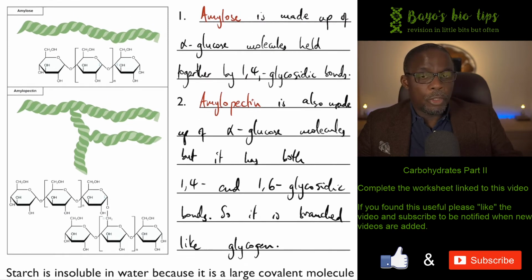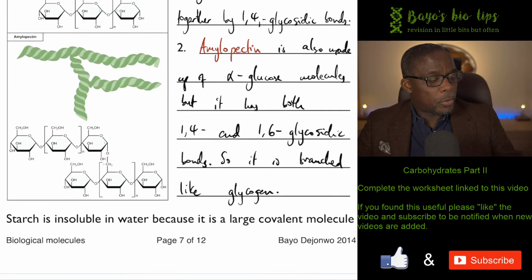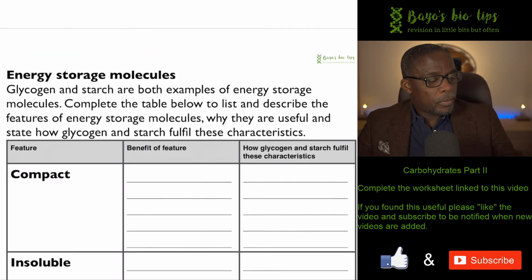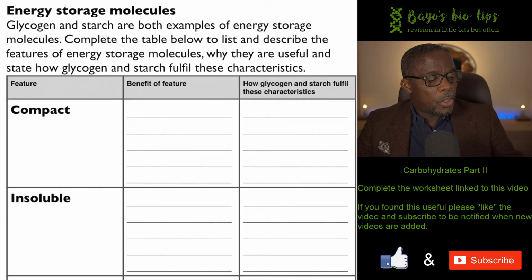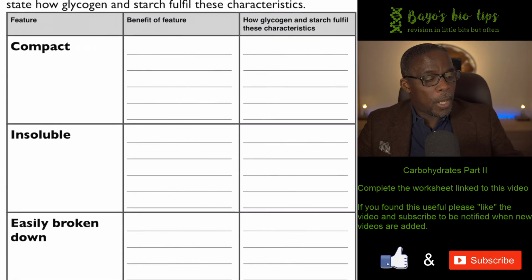So if you do chemistry, you'd know that covalent molecules tend to be insoluble, whereas ionic molecules tend to be soluble in water. Because these are large covalent molecules, they tend to be insoluble, which is going to be something we'll talk about later, but it makes it quite useful for their function as energy storage molecules. So what sorts of features do we need for a good energy storage molecule? Glycogen and starch are good energy storage molecules. Now we need to talk about why.